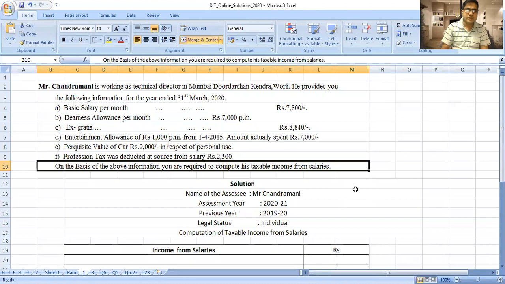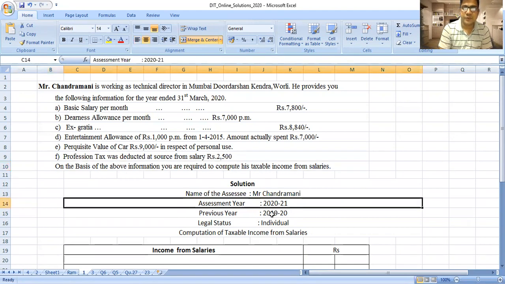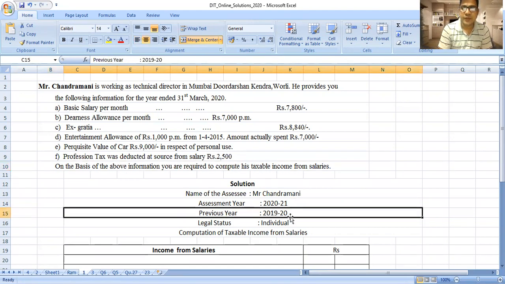Now, how will we solve this sum? One thing you have to keep in mind: whenever we solve a sum, we should know the assessee's name, who the assessee is, and where he is working. In our problem, Mr. Chandramani is the assessee, working in the Mumbai Doordarshan Kendra, Worli. Then assessment year 2020-21, previous year 2019-20. Whatever income is earned in this particular previous year will be taxable.